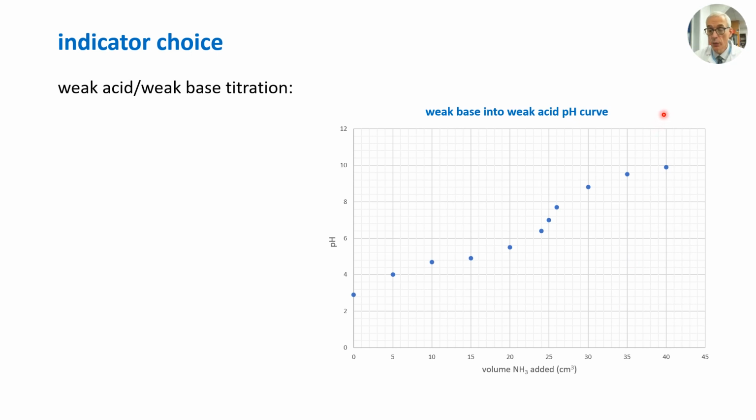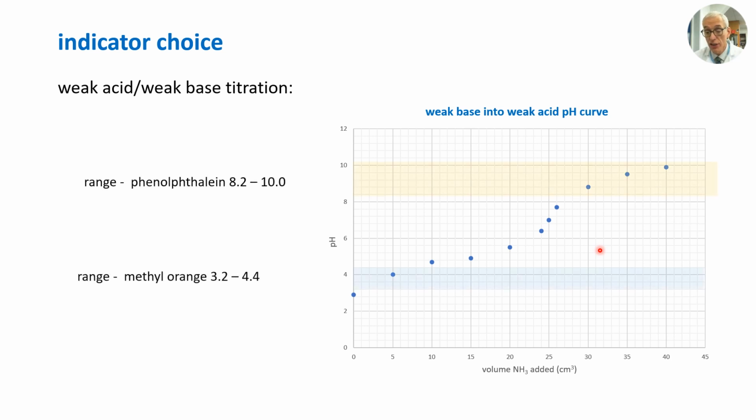If we now look at a weak base into a weak acid, the absence of a vertical section to the pH curve means that regardless of the indicator range, indicators will not be useful in finding the equivalence point for an acid-base titration if they're both weak acids and weak bases. Other methods have to be used which are not on the OCR Chemistry A specification.